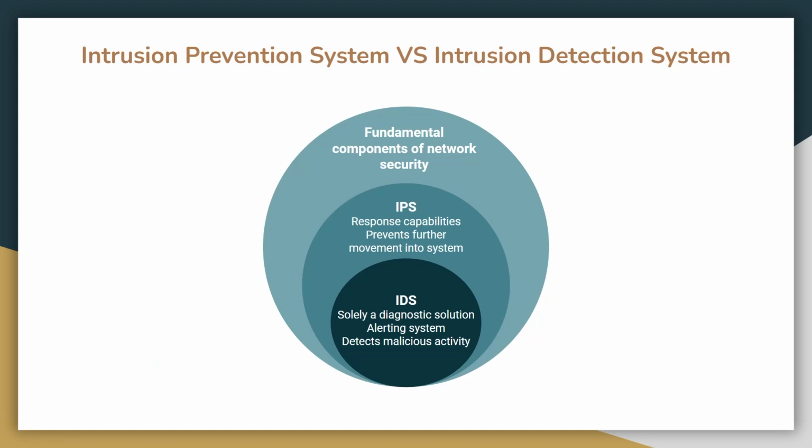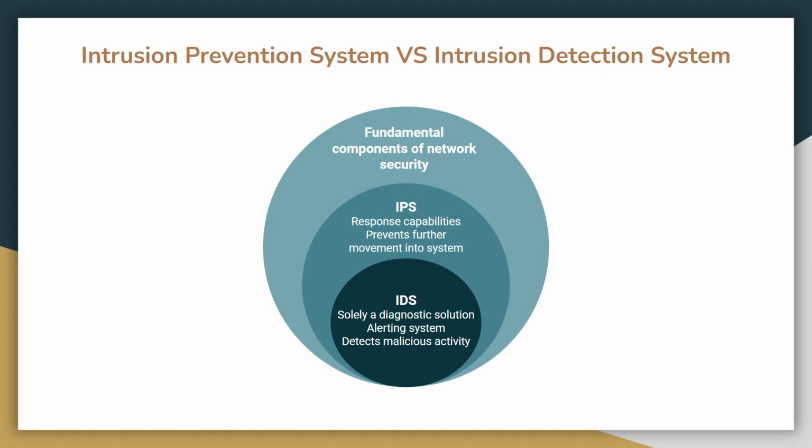An intrusion detection system, an IDS, and an intrusion prevention system, an IPS, are fundamental components of network security. An IDS is more of an alerting system that lets an organization know if malicious activity is detected. An IDS monitors and detects behavior across a network and should only be considered a diagnostic solution.